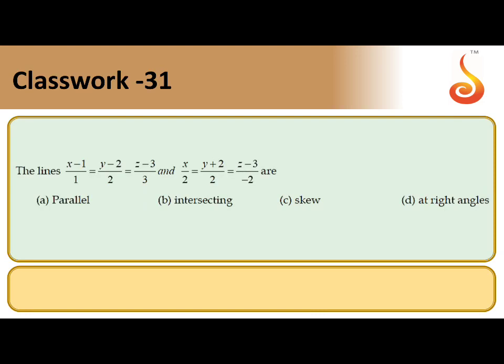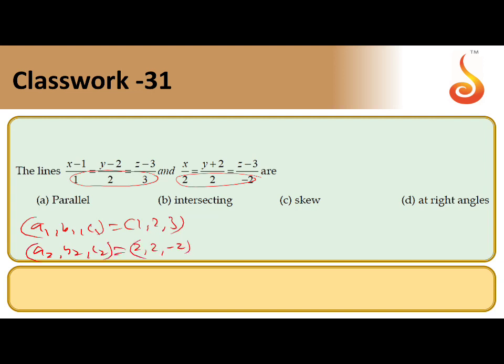Next, the lines: they are asking whether they are parallel, intersecting, or at right angles. Here we take A1, B1, C1 and A2, B2, C2. The DRs of the first line, A1, B1, C1, are 1, 2, 3. A2, B2, C2 are 2, 2, minus 2. First check the parallel condition. Parallel means A1 by A2 equal to B1 by B2 equal to C1 by C2. Is it matching or not? 1 by 2, 2 by 2, 3 by minus 2. Not matching, so the parallel condition is over.